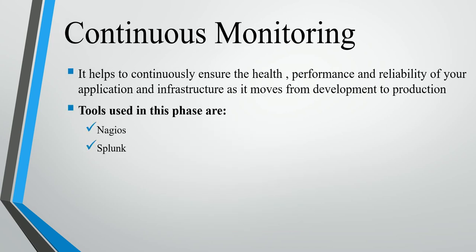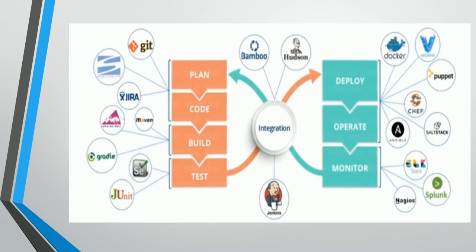The final phase is continuous monitoring. It helps to ensure the reliability of your application and infrastructure as it moves from development to production phase. And the tools used are Nagios and Splunk. This is the overview of our DevOps lifecycle.